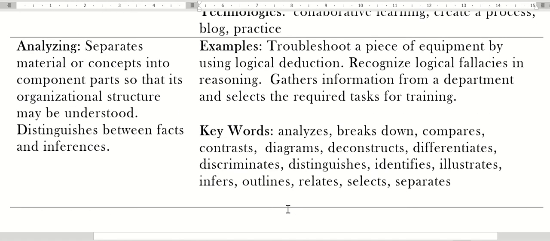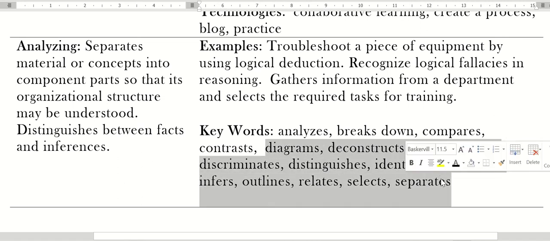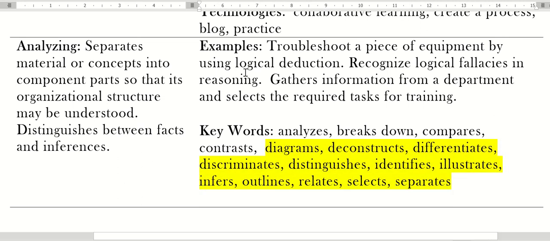Analyzing. These are the keywords that you can use in designing your lesson objectives. And this is the example: troubleshoot a piece of equipment by using logical deduction. So it requires analysis. Recognize logical fallacies in reasoning. So that's the time that you analyze which among the statements or arguments is fallacious.